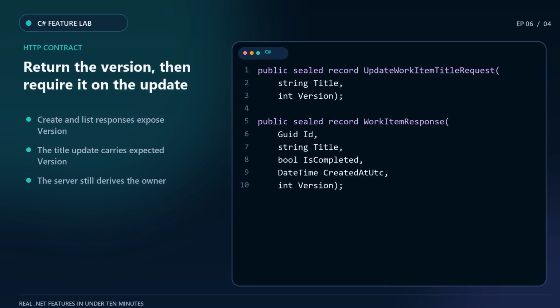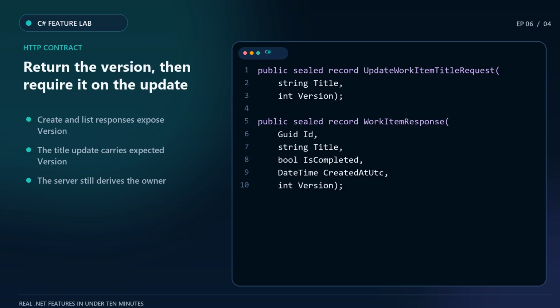Create and list responses now include version. The authenticated client sends the new title and the version it originally read to PUT /api/workitem/ID/title. The request still contains no owner identifier. Ownership comes from the server-issued name identifier claim, exactly as before. A missing or non-positive version is invalid input and receives 400.